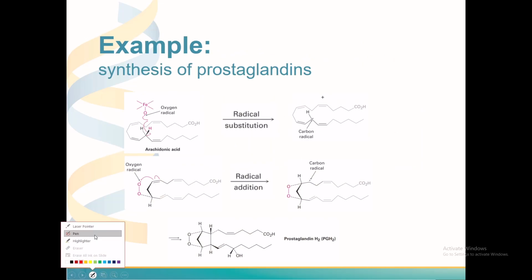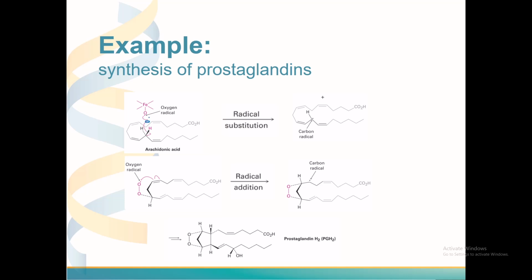An example of a radical reaction can be seen here in the synthesis of prostaglandin. Prostaglandin is a hormone which induces pain. So you have arachidonic acid and an oxygen radical in this case. The single electron from the oxygen radical will be attracting an electron from this bond. As you can see here, one of the electrons originating from this bond is moving to this one.